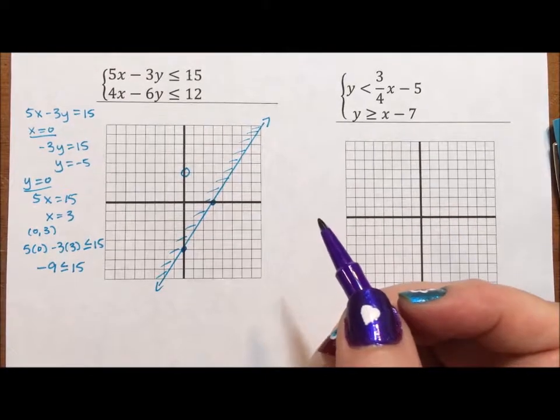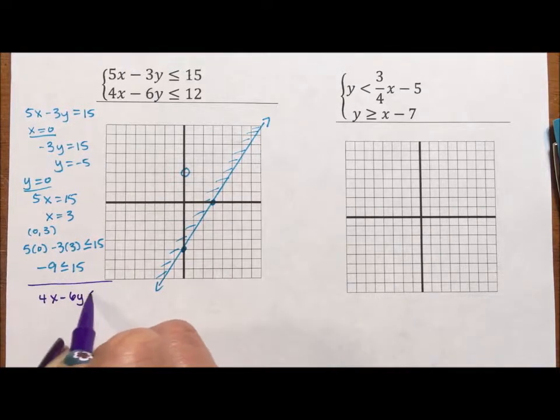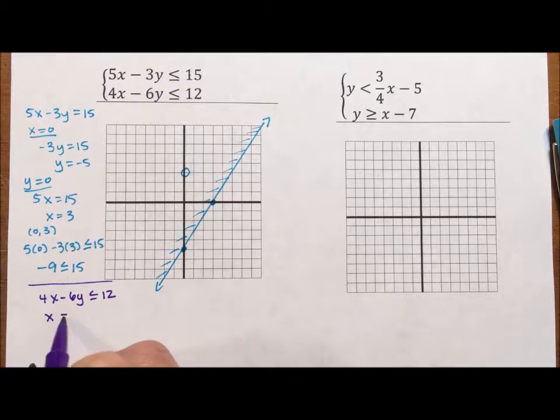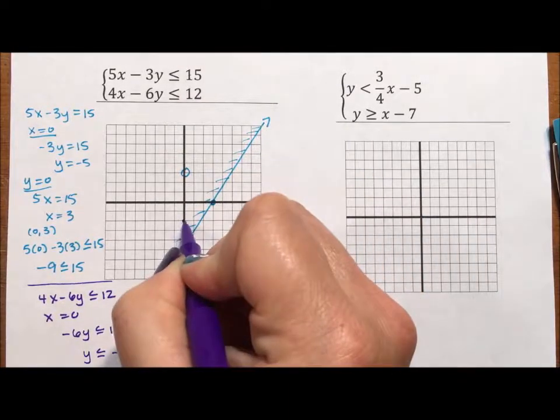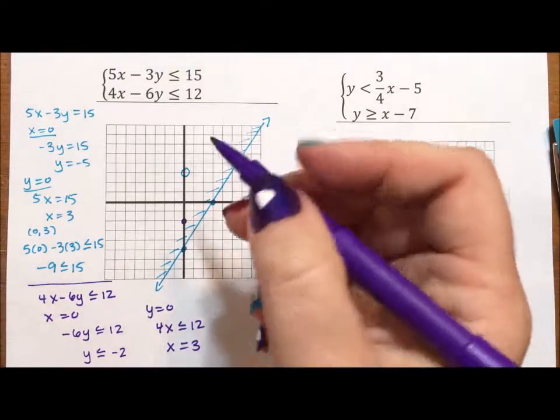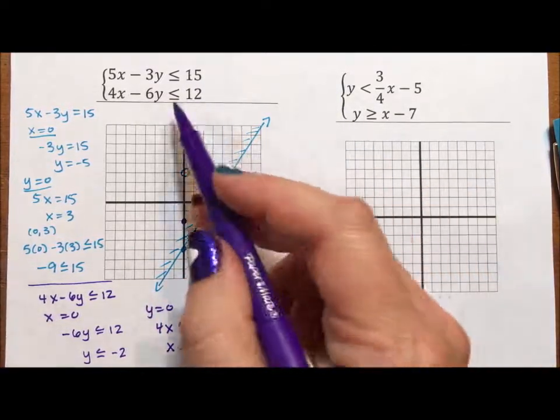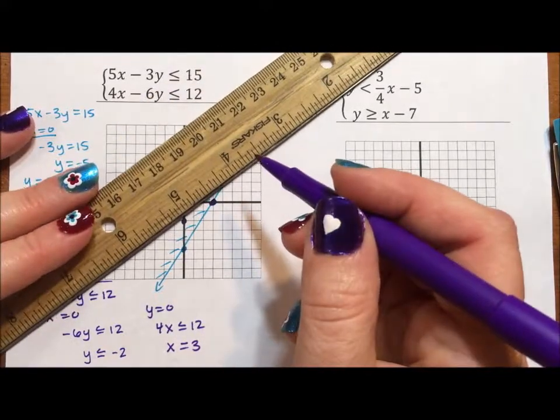For my next line, I'm going to do the same thing. For 4x minus 6y is less than or equal to 12, what happens if x is 0? If x is 0, then negative 6y is less than or equal to 12, or y is less than or equal to negative 2. Again, treat that like an equal sign. Negative 2 is right here. What about if y is 0? If y is 0, then 4x equals 12, so x works with 3. It doesn't matter with the inequality equal sign. Here's our point of intersection, which we'll get to in a minute. There's an equal sign there too, so this is also going to be a solid line.